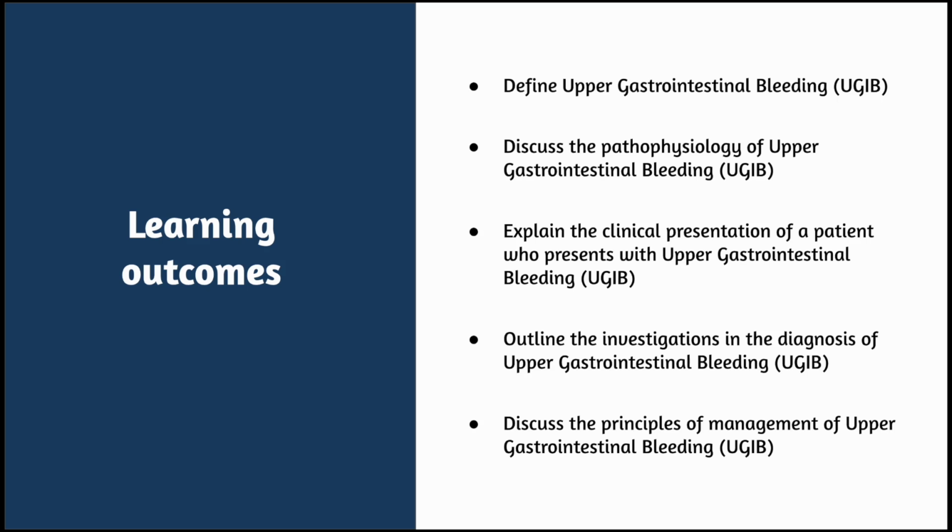By the end of this topic, you should be able to define upper gastrointestinal bleeding, discuss the pathophysiology of upper gastrointestinal bleeding, explain the clinical presentation of a patient who presents with upper gastrointestinal bleeding, outline the investigations in the diagnosis of upper gastrointestinal bleeding, and finally, discuss the principles of management of upper gastrointestinal bleeding.